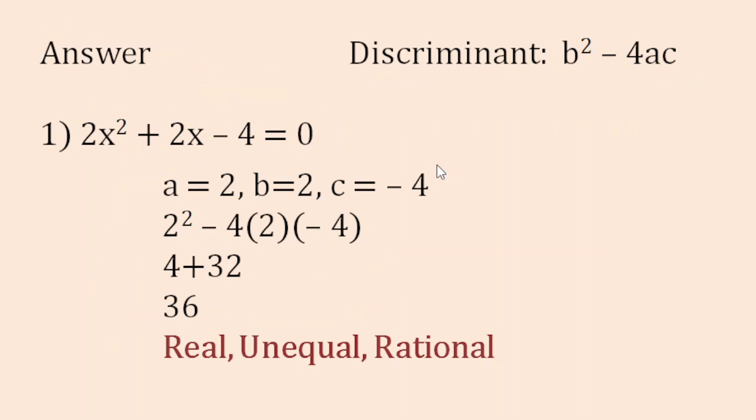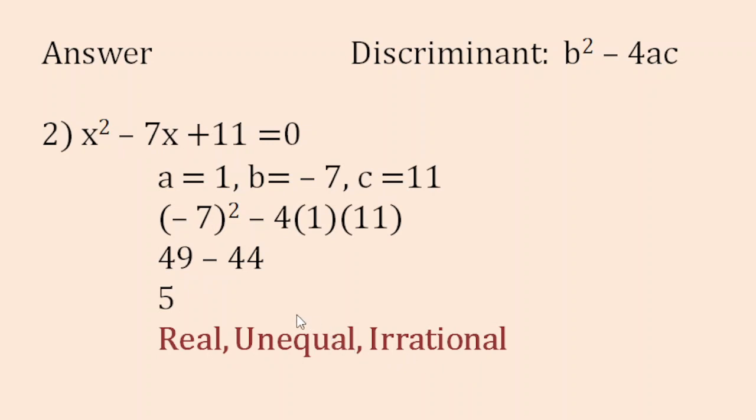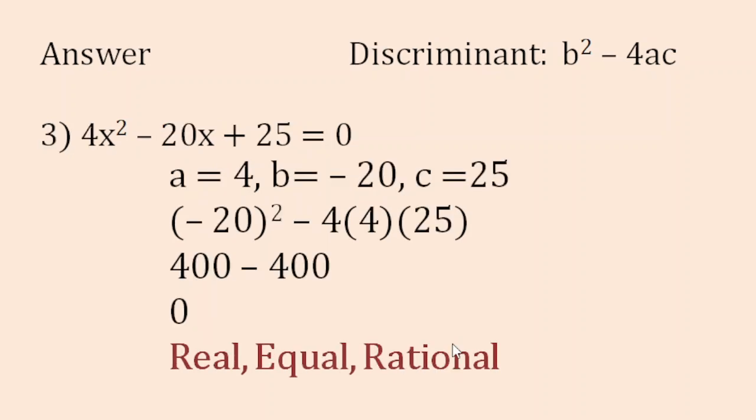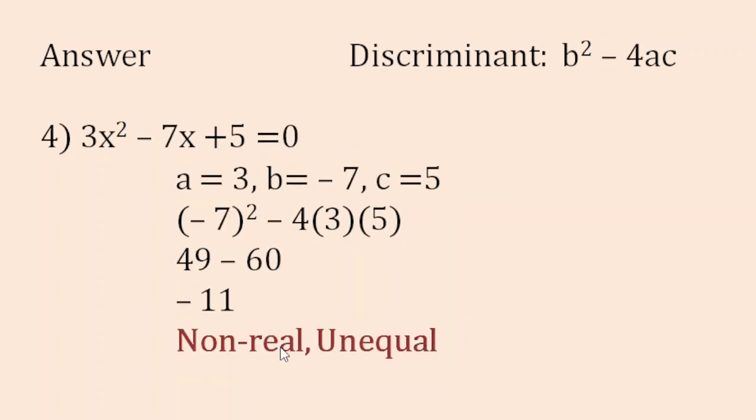Item number 1, the discriminant is equal to 36, real, unequal, and rational. Item number 2, the value of the discriminant is 5, real, unequal, and irrational. Item number 3, the value of the discriminant is 0, real, equal, and rational. Item number 4, the value of the discriminant is negative 11, non-real, and unequal.